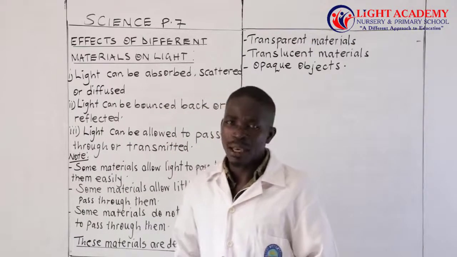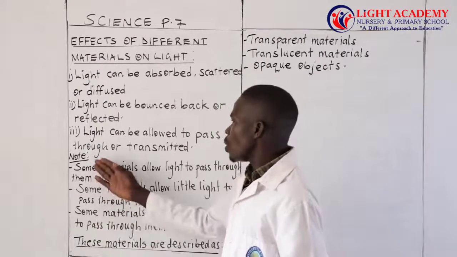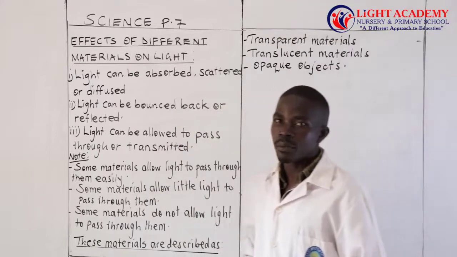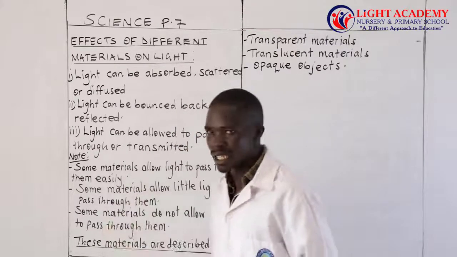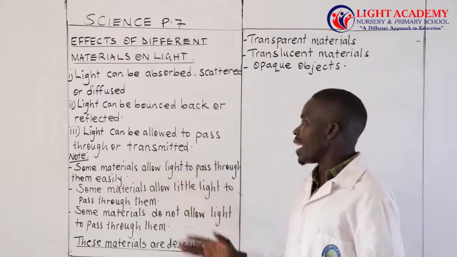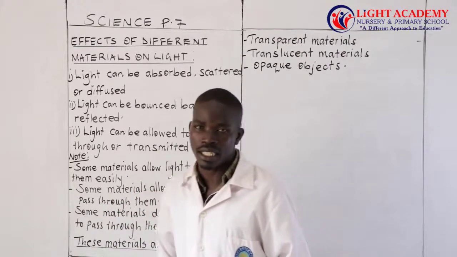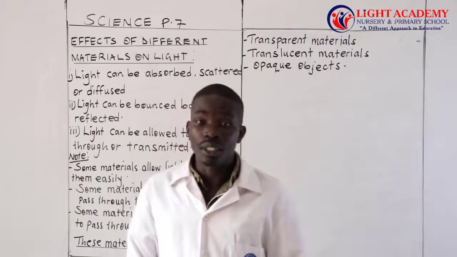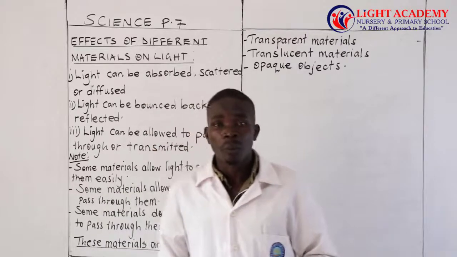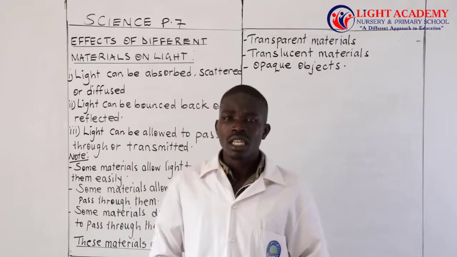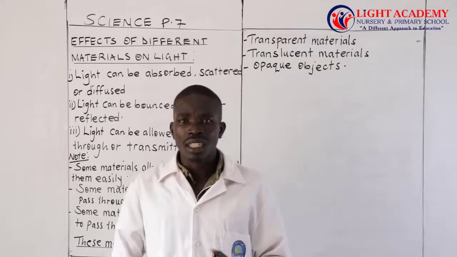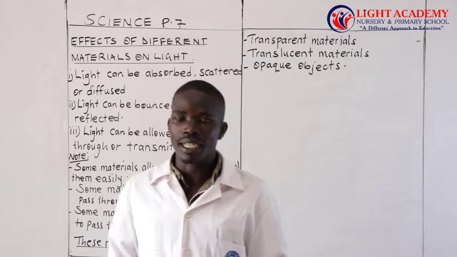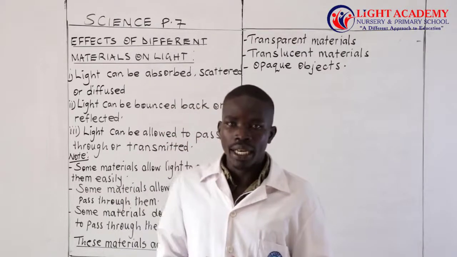But what are we supposed to look at clearly? We should take this note. Note simply means that this is very important. Some materials allow light to pass through them easily. For example, we have sunglasses, or let's put it, spectacles. They allow light to pass through them.